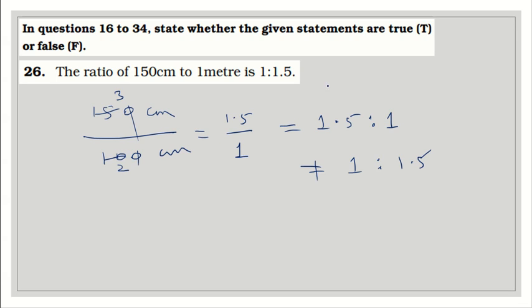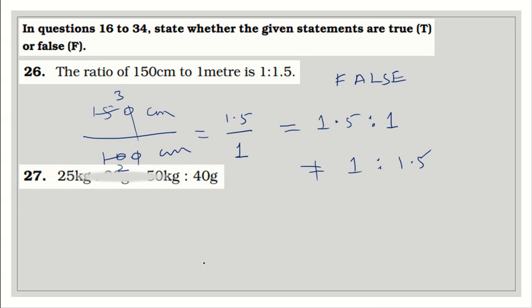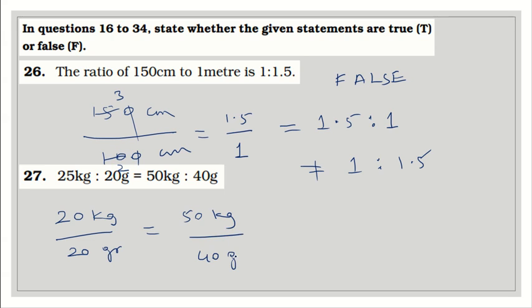So we will say that it is false. Okay. Moving on to question number 27. In question number 27, 25 kg is to 20 grams. You know, 25 kg upon 20 grams is equal to 50 kg upon 40 grams.